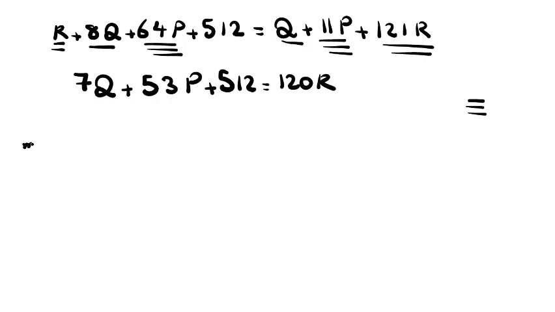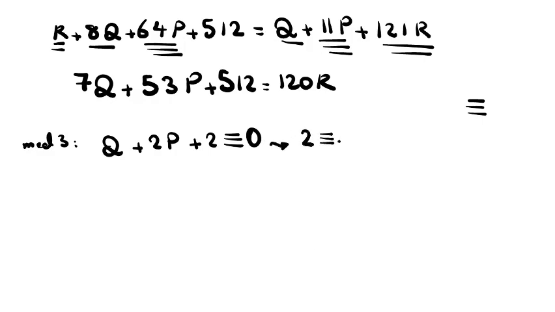For example, if I consider mod 3 at first, I can say it is Q. 53 is 8, plus 2P. And the next one, 512, 5 to 7, 8, it will be plus 2, and this one will be 0. So here, if you take 2 to the right hand side, negative 2 is 1 mod 3, so it is P minus Q. So the first thing, we can say P minus Q mod 3 is 2.